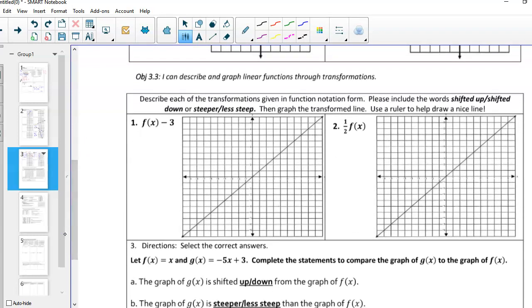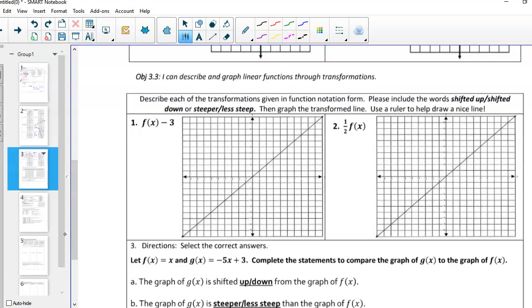Your next objective was the one with transformations. So we need to remember 2 things. Anytime it deals with steeper or steepness, that's your slope changing. Anytime it deals with shifting up or down, that's your y-intercept changing.